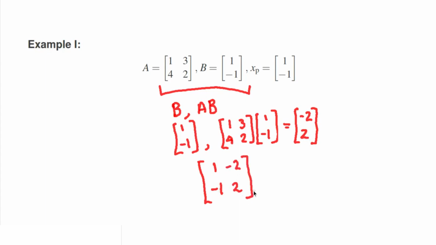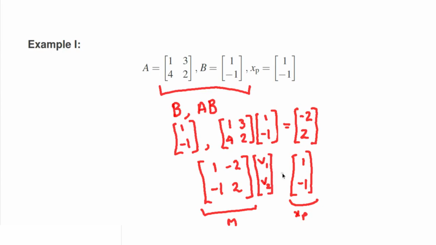Now, we also saw that in order to determine whether the point xp is reachable, we need to see if we can solve the system of equations Mv is equal to xp for v. So this is M, this is xp, and everything is 2 by 2 here, so that means that v has two entries, v1, v2, like so. And the question is, can we solve this system of equations for v?